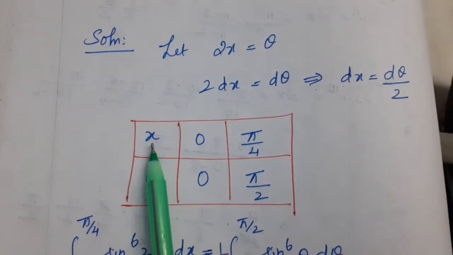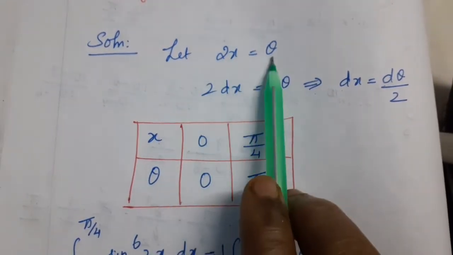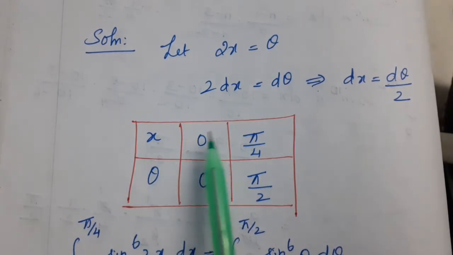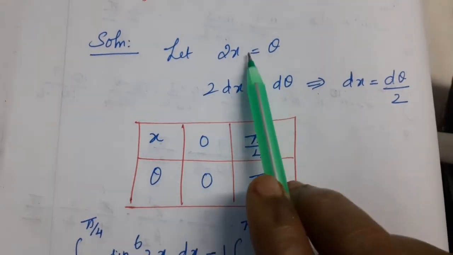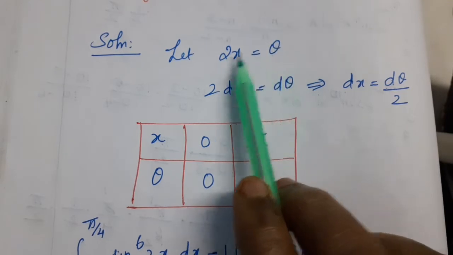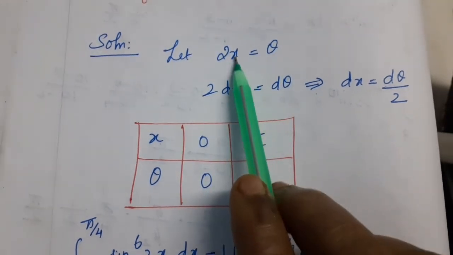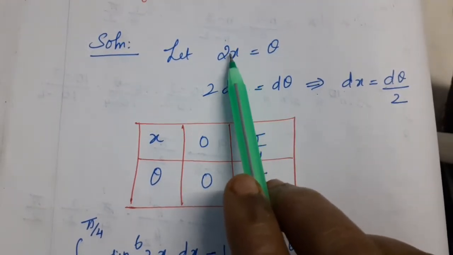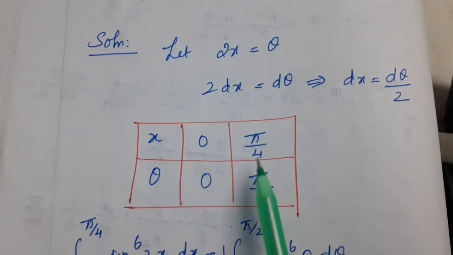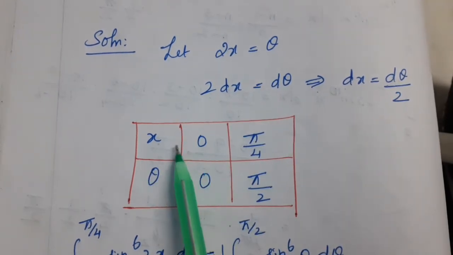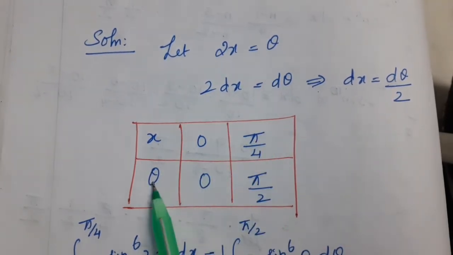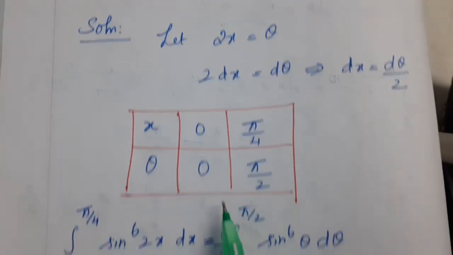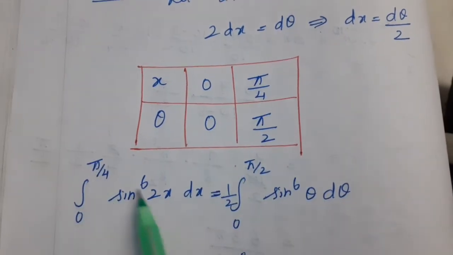Now we change the variable because we take 2x equal to theta. The limit of x is 0 to pi by 4. Instead of x you substitute 0, so theta is also 0. Instead of x you substitute pi by 4, so 2 into pi by 4 is pi by 2. Therefore the limit in terms of theta becomes 0 to pi by 2.